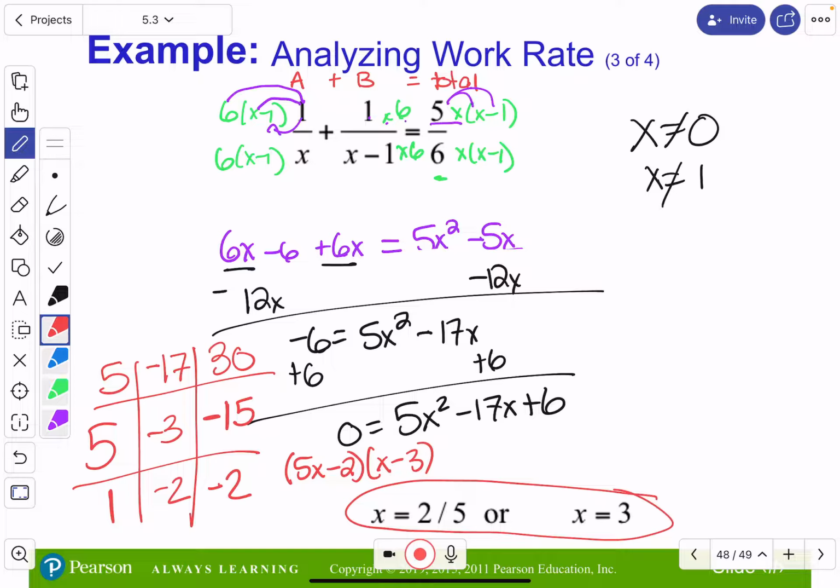So now, the one thing we want to pay attention to is if A were to take 2/5, B takes an hour less than that. So if we subtracted 1, we'd get a negative number. Well, you can't have negative work, so this one doesn't work. So A has to take 3, and B would take 1 less than that, which is 3 minus 1 is 2.